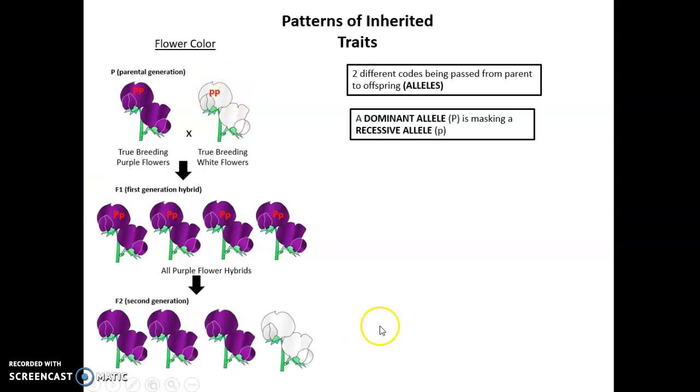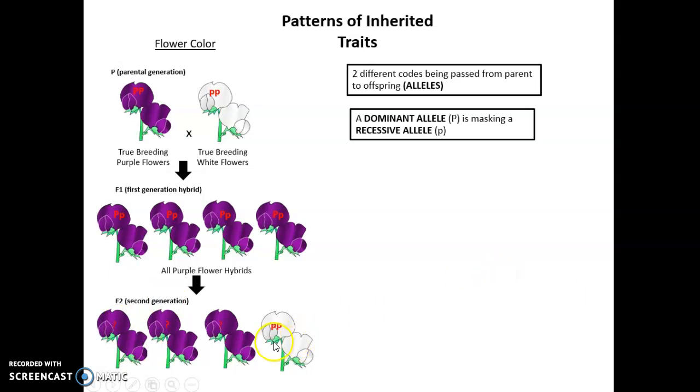Okay, so when we breed these F1 generations together that had one of each allele, in the F2 generation we actually get 3 purple flowers and 1 white flower, so that white showed up again. Mendel noticed this in his garden, and he started wondering, what is going on here? How is this possible?